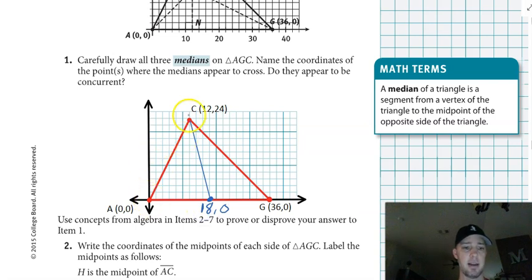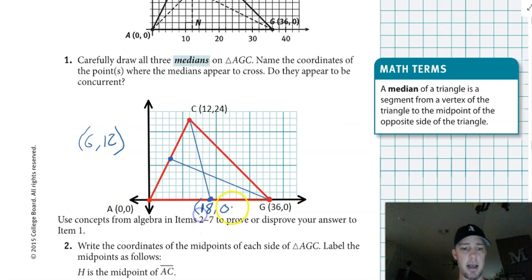For AC, average the x values: 0 plus 12 divided by 2 is 6. Average the y values: 0 plus 24 is 24, divided by 2 is 12. So at 6, 12, we should have another midpoint. Now connect it to the opposite vertex. Let's go ahead and draw that one.